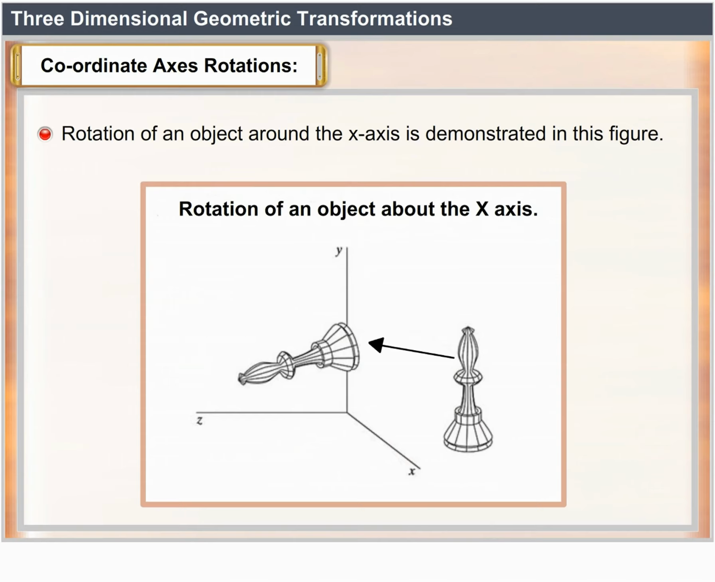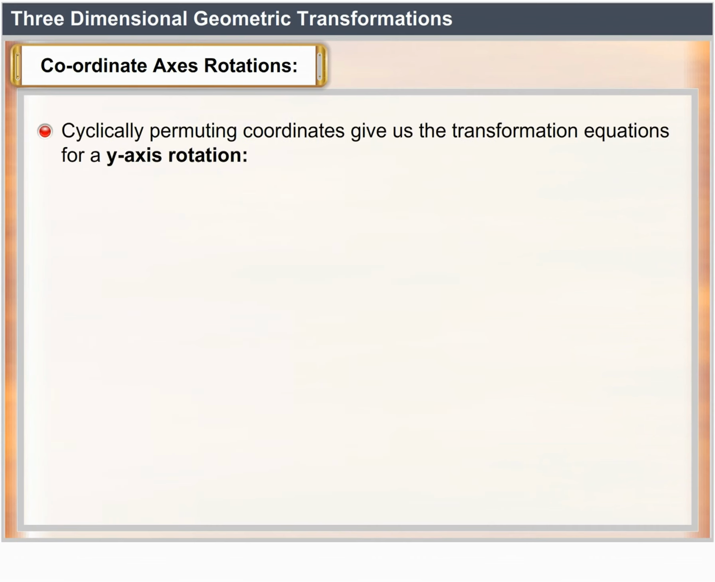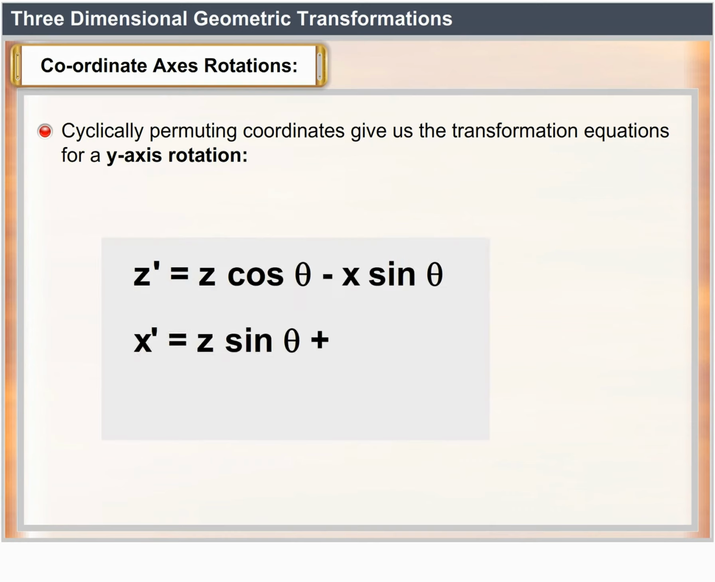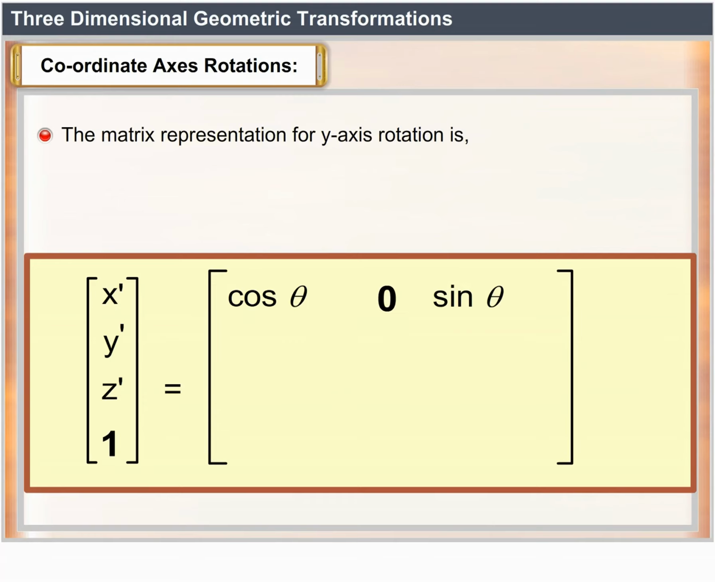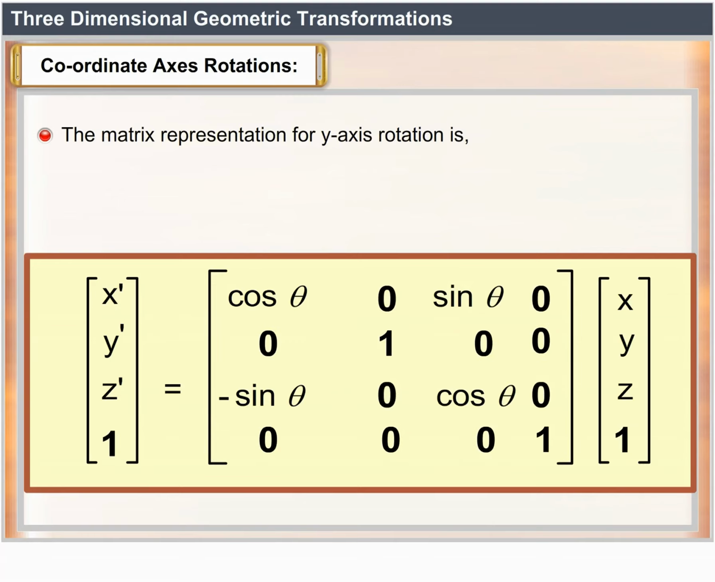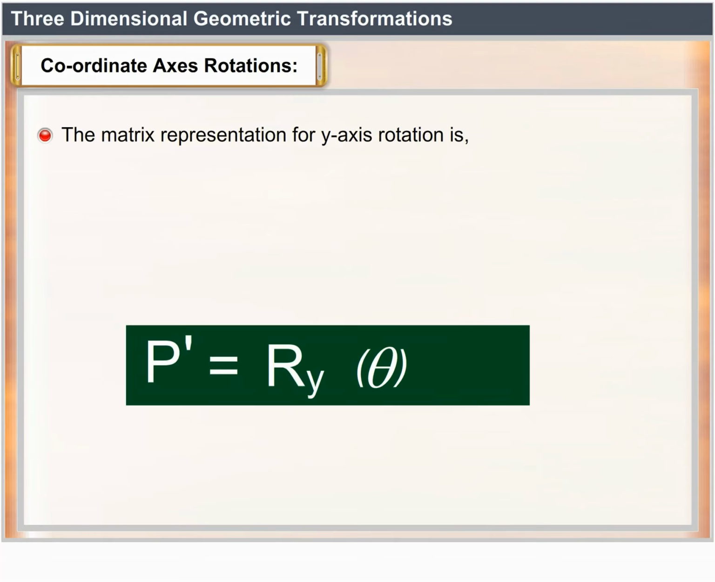Cyclically permuting coordinates gives us the transformation equations for y-axis rotation. z' = z cos θ − x sin θ, x' = z sin θ + x cos θ, y' = y. The matrix representation for y-axis rotation is shown in the figure, or P' = Ry(θ) · P. An example of y-axis rotation is shown in the figure.